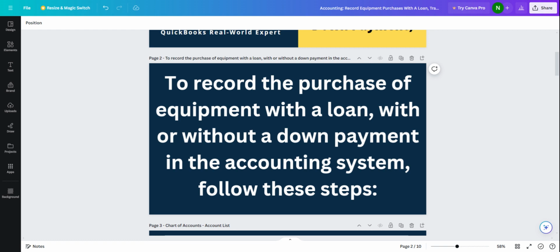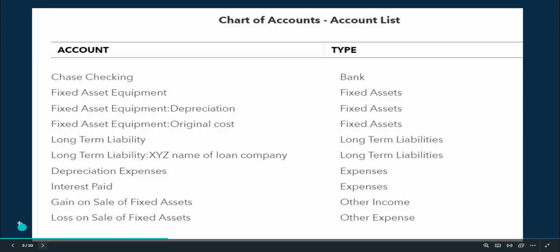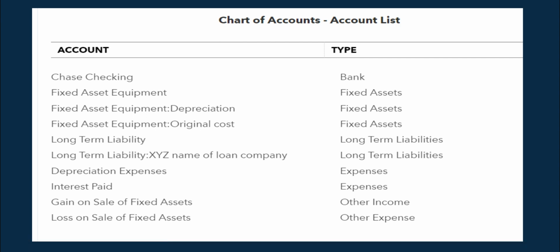Okay, so to record the purchase of equipment with a loan, with or without a down payment, in whatever accounting system you have, you need to follow these steps. The first one is setting up your chart of accounts. You've got to have the chart of accounts set up in your books.